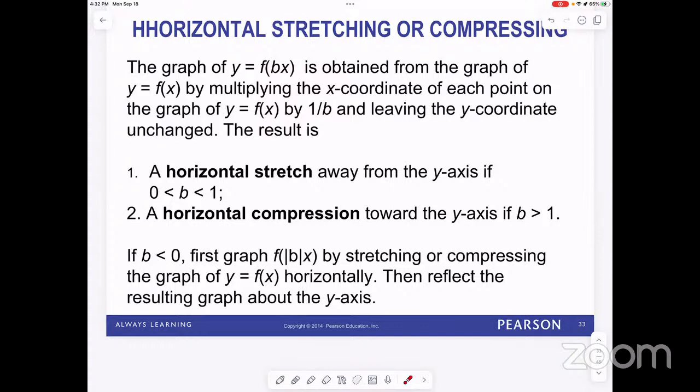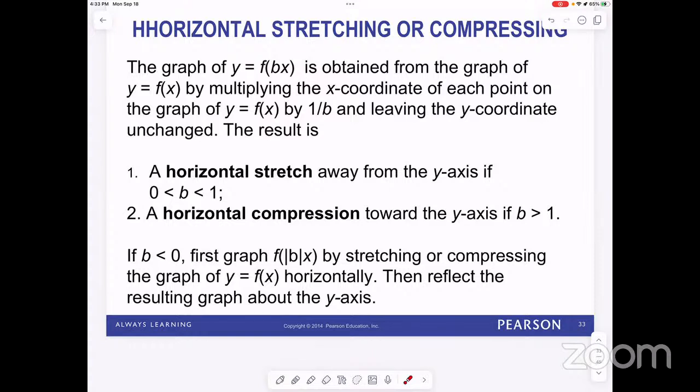If we multiply the inside by a number larger than 1, then intuitively you might say, oh, well, it should get larger in the horizontal direction, but in reality, it does the reverse. It's going to cause a horizontal compression by a factor of 1 over b, right? Whatever that b is, right?